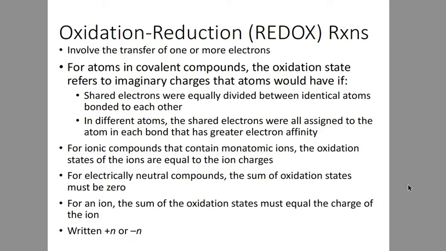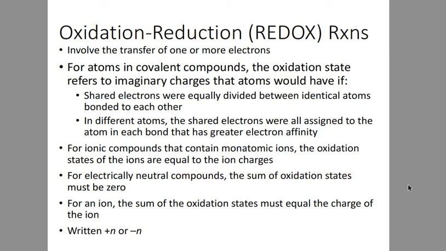Different kinds of reactions. So something could be a precipitation reaction and also be a redox reaction. That's not mutually exclusive. For atoms and covalent bonds, the oxidation state refers to kind of an imaginary number the atom would have. So it's this idea that we're going to pretend if a covalent compound were to behave like an ionic compound, and if we broke up that covalent compound, who would own the electrons? That's kind of what we're looking at here.